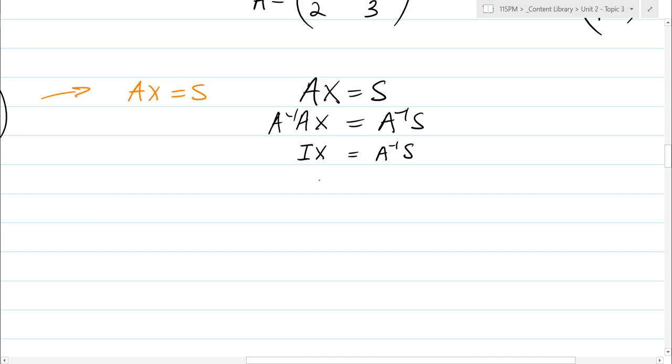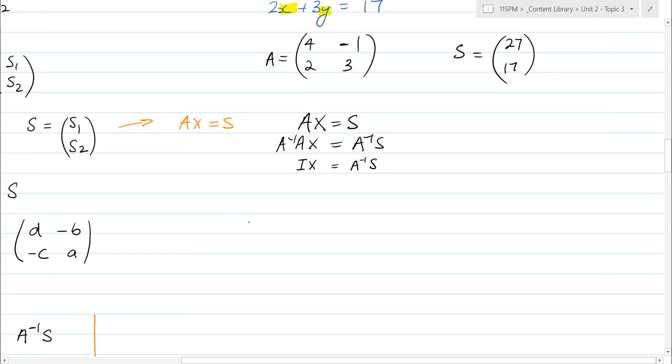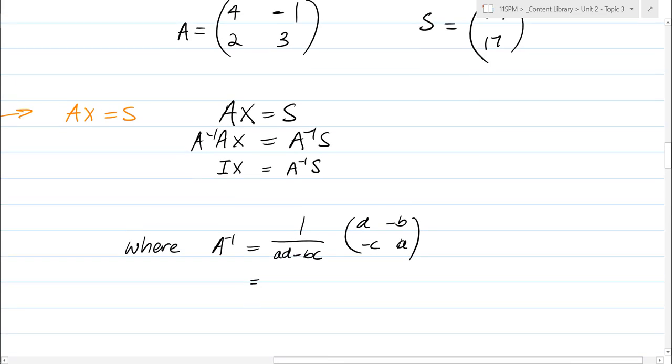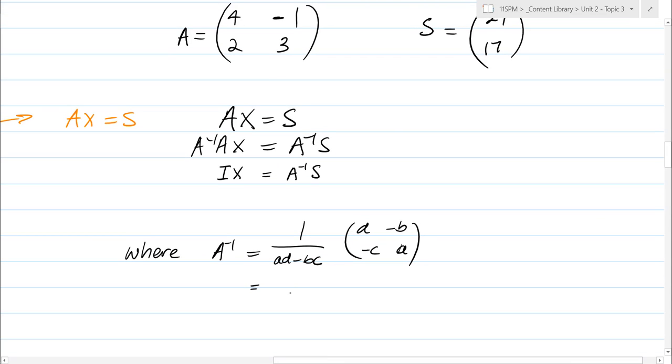So I'm going to determine my A inverse. A inverse is equal to 1 over the determinant, which is AD minus BC. Tell me if I get this wrong: D, negative B, negative C, A. Is that right? And in this case, I've got, so I shouldn't have zoomed out there, 4, negative 1, 2 and 3.